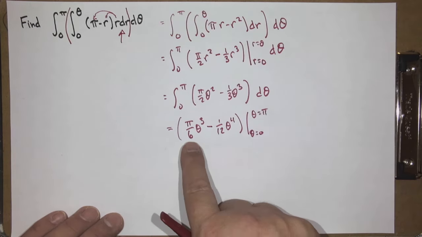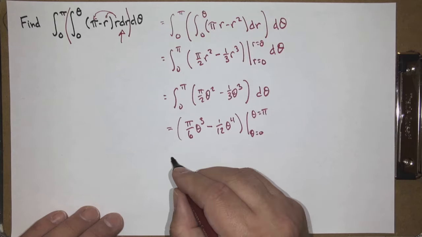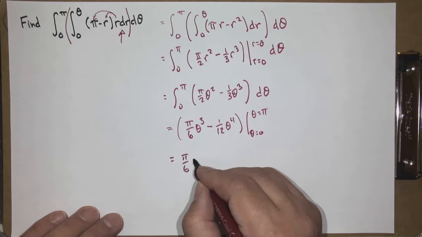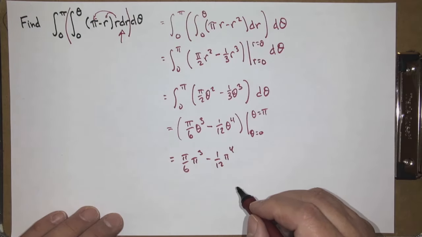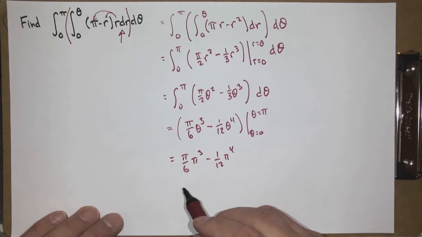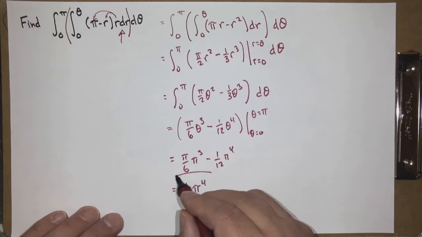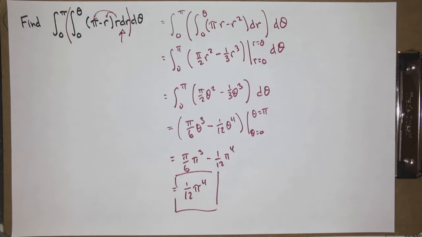If you plug in 0, you get 0. If you plug in pi, you'll get pi over 6 pi cubed minus 1/12 pi to the 4th. Well, they both have pi to the 4th. What's 1/6 minus 1/12? 1/12. So 1/12 pi to the 4th. Now that's the answer. So in terms of actually carrying out the integrals, it's the same thing with x's and y's. One layer at a time, treat the other like a constant, no surprises.